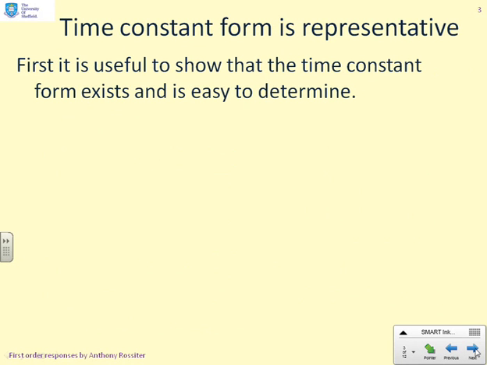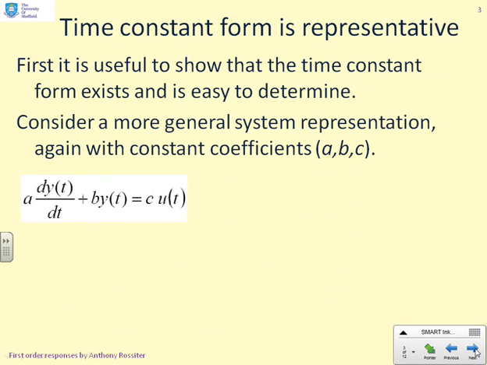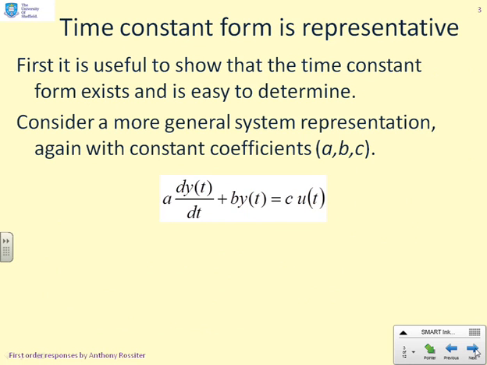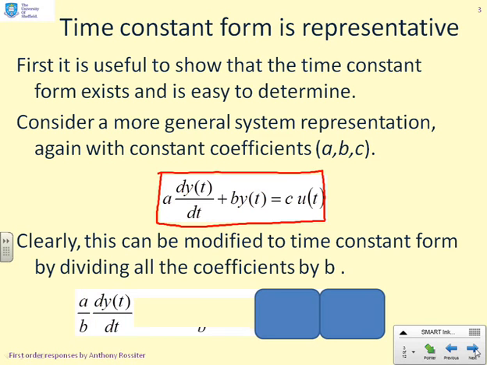Now, the time constant form is representative, and what we want to show first of all is that this is always a form that you can get to. So let's consider a more general representation of a first order system. Here it is. You can see I've written a dy/dt plus b y(t) equals c u(t), and what we want to show is that from this general form, which has got three parameters a, b and c, you can always get to the time constant form.